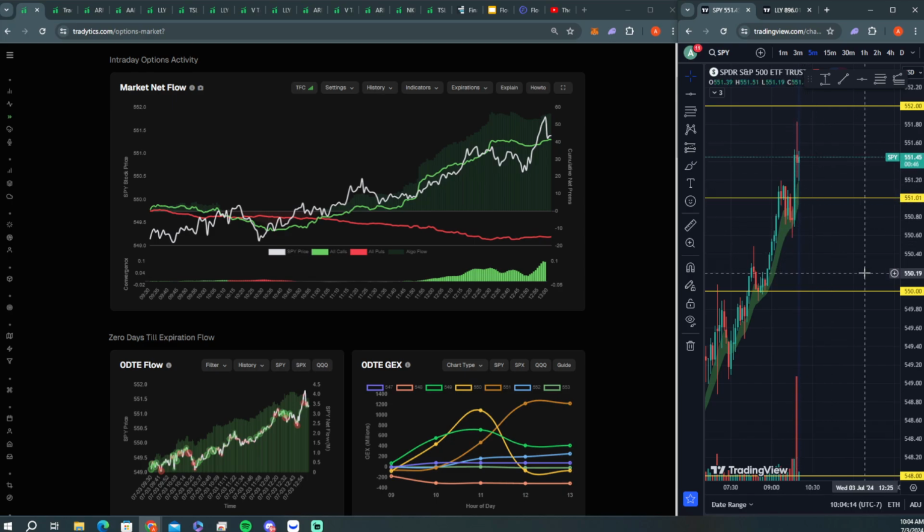But yeah, the positive levels are usually my take profit zones, and even the negative levels as well. Once it hits that level, more often than not you'll see a pivot off those levels, and those are my take profit levels.